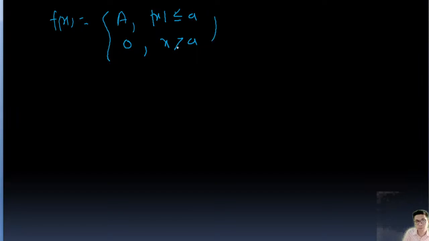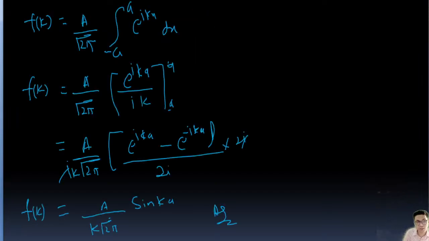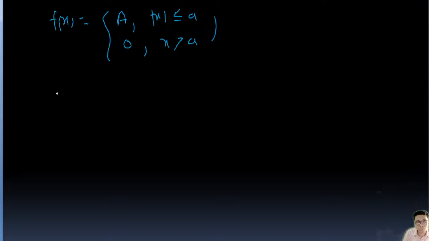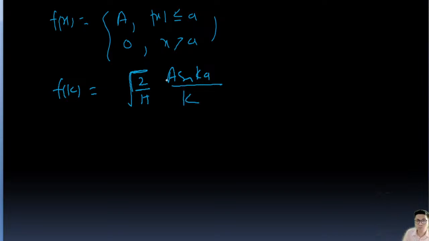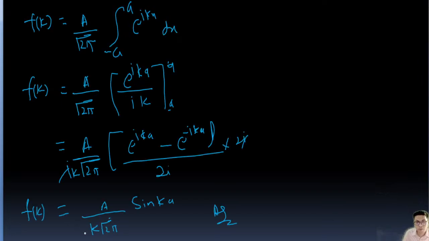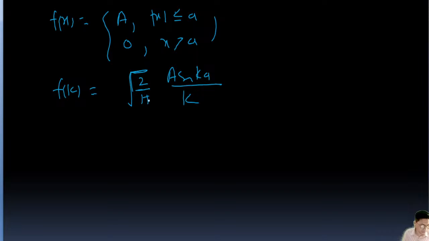Okay, so this is a continuation of the same question which we have solved now, right? So this we have defined, and from here we have got the f(k) value, right? So the f(k) value is root 2 upon pi, a sine ka upon k. Okay, this we have got, root 2 upon pi.